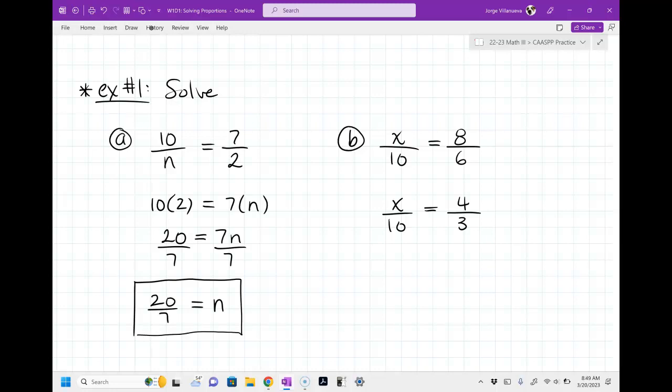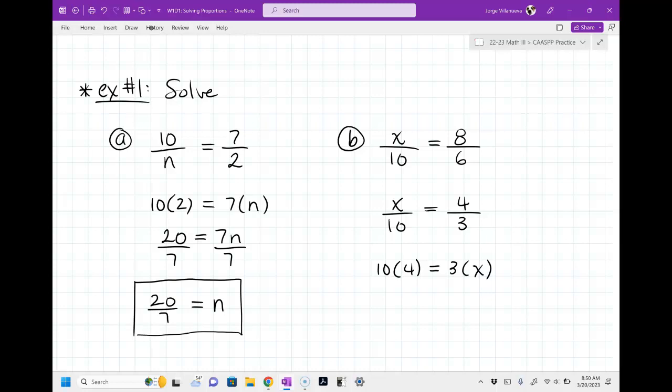Okay. So I divided 8 and 6 by 2. So 8 divided by 2 is 4. 6 divided by 2 is 3. Now let me do multiplication. So 10 times 4 is equal to 3 times x.